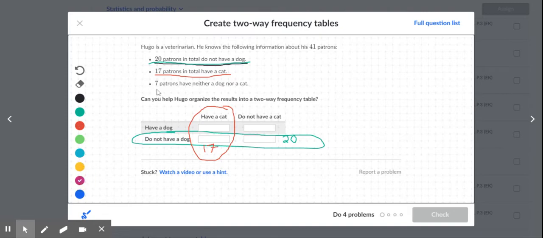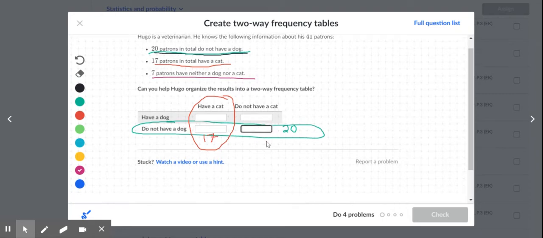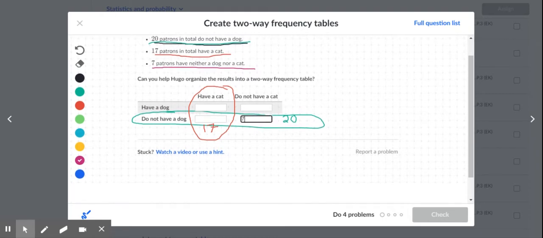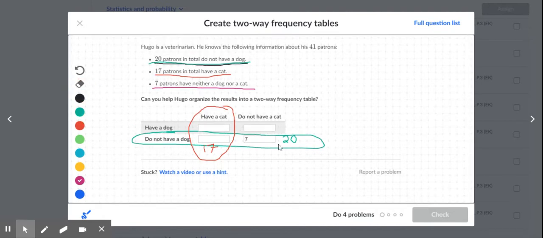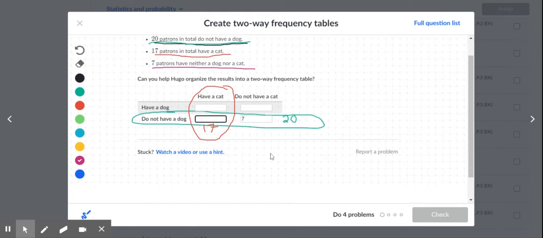Okay, the last clue is 7 patrons have neither a dog nor a cat. That means 7 people have neither. We can say for sure that 7 goes there. Now that we know one of the boxes, we can work backwards to figure out what goes in each one. So again, let's look at this bottom row, do not have a dog. We know that that total has to be 20. So that means this must be 13. 13 plus the 7 that we know is there has to add up to 20. And then now we have 13, we can say that this column has to add up to 17. So this box must be 4.